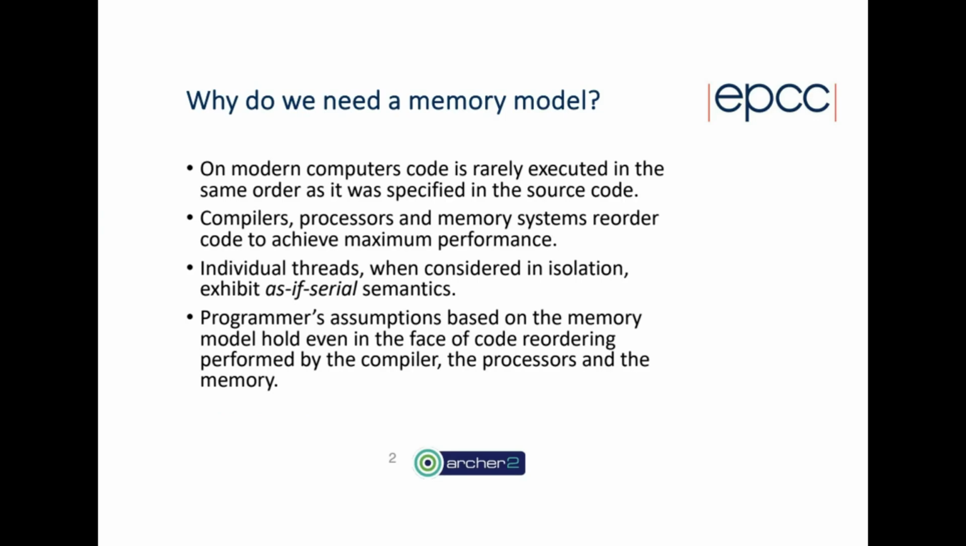Okay, so let's start with the memory model. So a bit of motivation here. Why do we need a memory model? What's all this about? On modern computers, code is rarely executed in the same order as it's specified in the source code. The reason for that is that compilers and processors and memory systems are able to reorder a lot of operations in order to achieve maximum performance. So, as long as the program produces the correct results, then the compiler and the hardware are free to reorganize computations, reorder them to maximize performance. So that's what I mean by it.